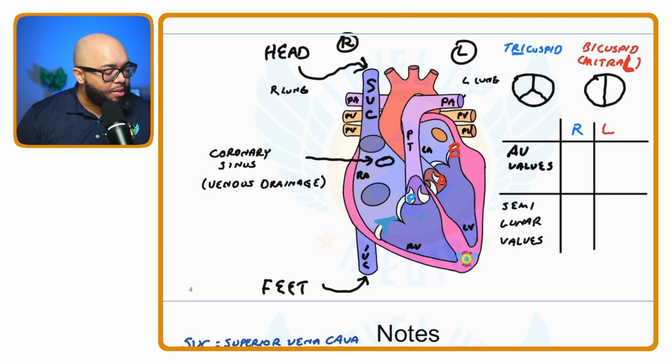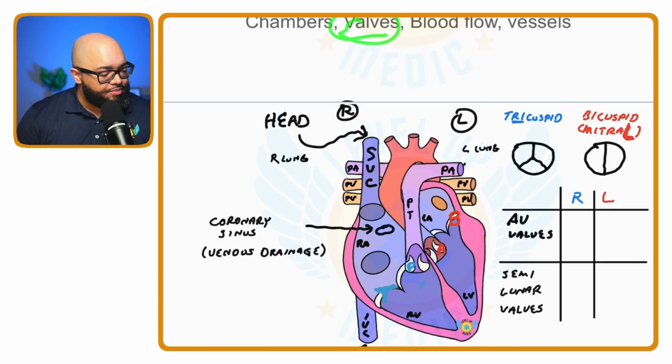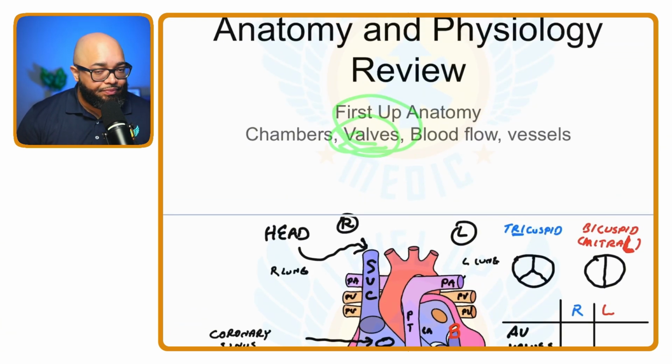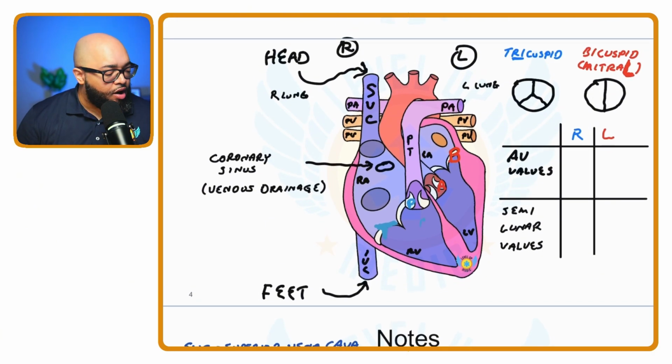Now let's talk about the valves of the heart. When it comes to the valves, we have what are known as atrioventricular valves, and we also have semilunar valves. Let's break this down. Atrioventricular, well, that makes sense. That should be valves between the atrium and the ventricle. On the right side, there's a valve between the atrium and the ventricle, and on the left side, there's a valve between the atrium and the ventricle.